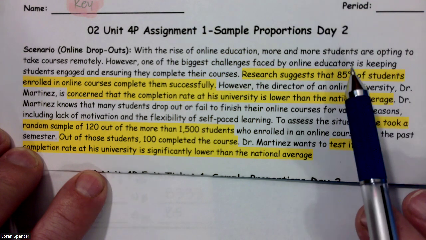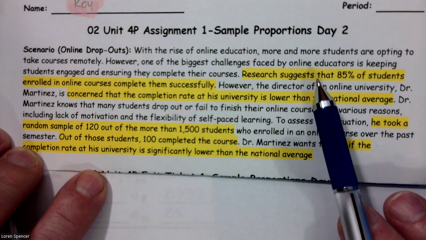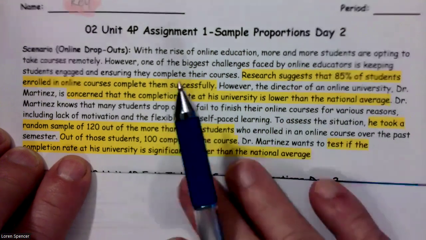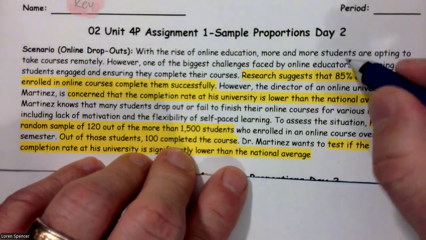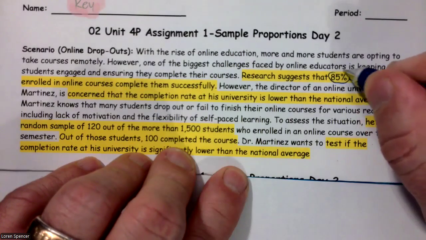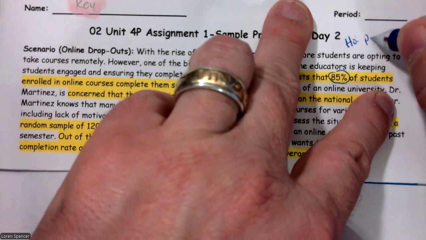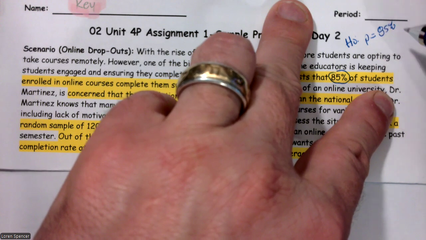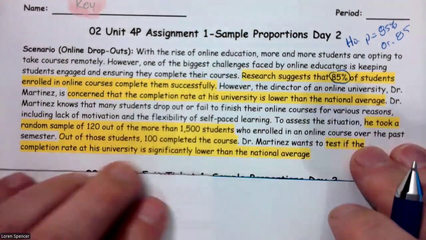With the rise of online education, more and more students are opting to take courses remotely. However, one of the biggest challenges faced by online educators is keeping students engaged and ensuring they complete the course. Research suggests that 85% of students enrolled in an online course complete this course successfully. So we kind of have a claim. This sounds like our null hypothesis, H0, where the population proportion is 85% or 0.85. And we know it's a proportion because they gave it to us as a percent.